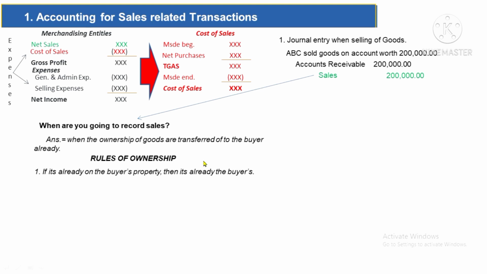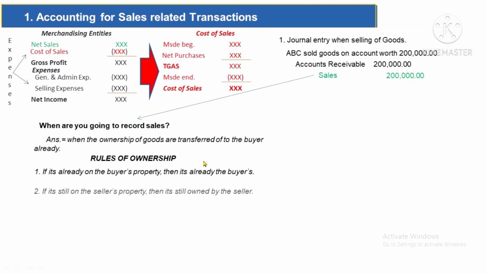Another thing is, please remember that the consignees are just like custodians for your goods, and that they will ask for commission if your goods are sold. Those payments are considered as selling expenses of the seller. So that's it for the first rule.